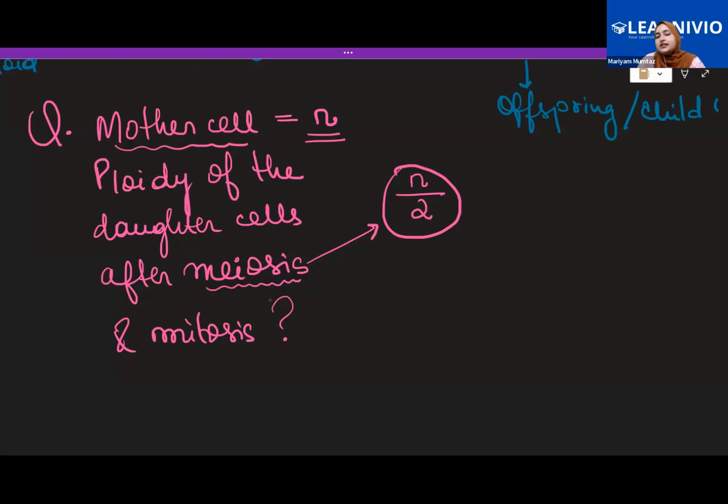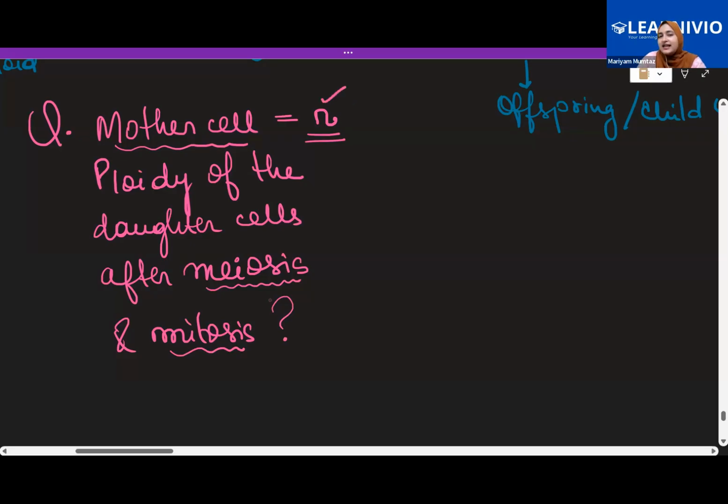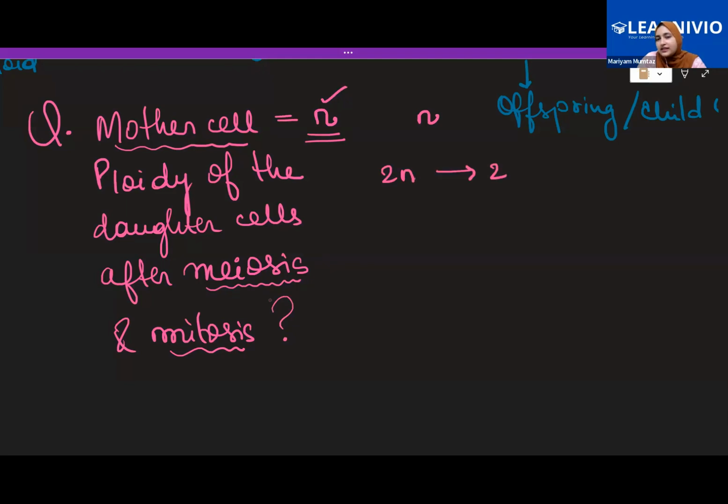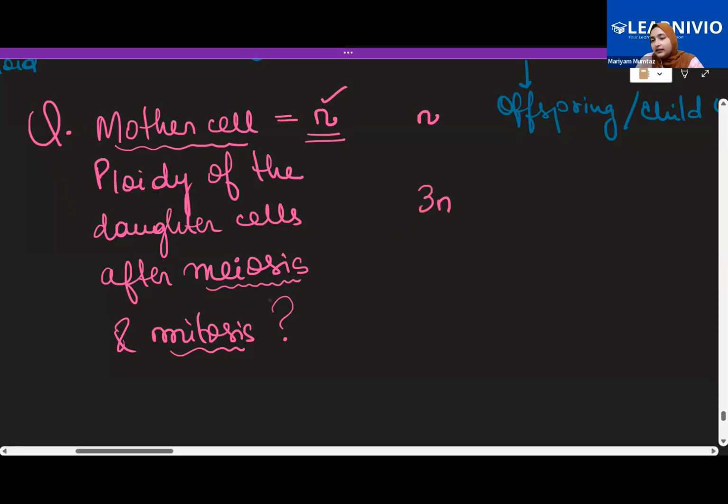Now tell me after mitosis. N. How are you getting 4? Ma'am, 2 then? N. Why? Because mitosis is the equational division. So if the mother cell has n, the daughter cell will have n. If the mother cell has 2n, the daughter cell will have 2n. If the mother cell has 3n, the daughter cell will have 3n, like that. But if the mother cell is 3n, what will be the ploidy in the daughter cell after meiosis? Then what would your answer be?